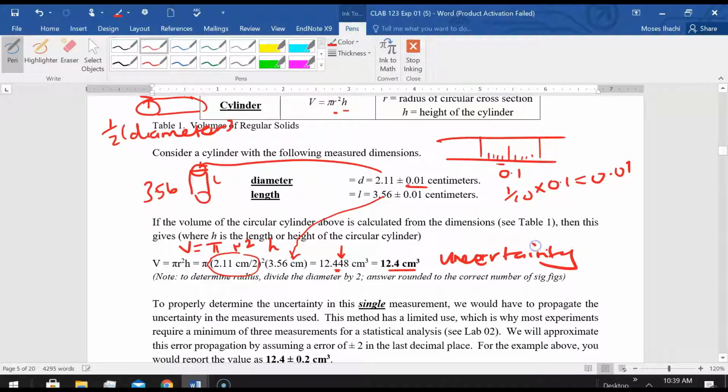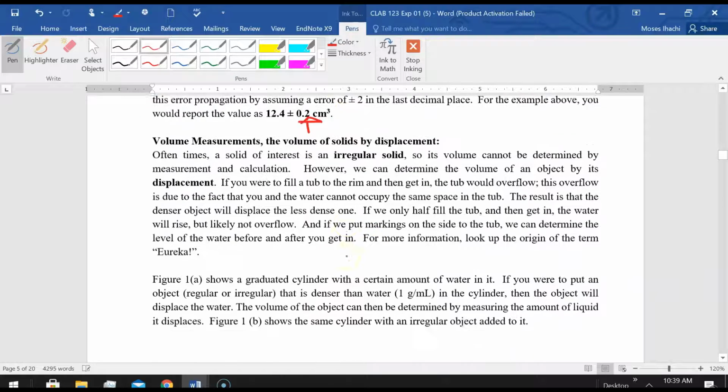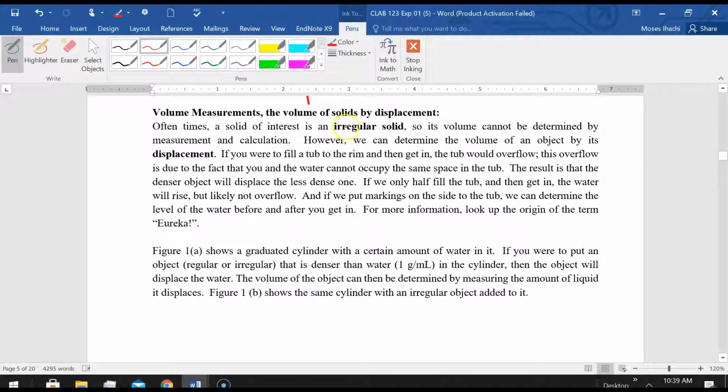So the uncertainty in this case, you need to take it as 0.2. This calculation shows why it's 0.2, just for purposes of reporting it for this lab. Just know that the volume of an object, a small object, will have an uncertainty of 0.2. Now what if it's an irregular solid where you cannot use a ruler?